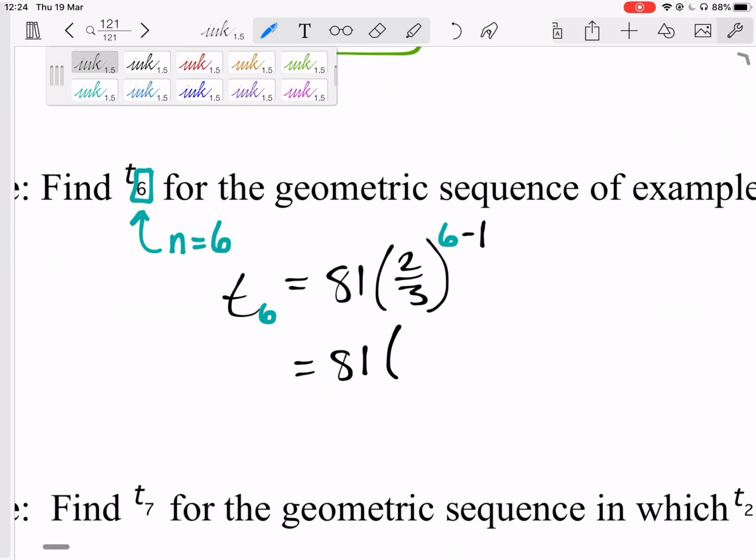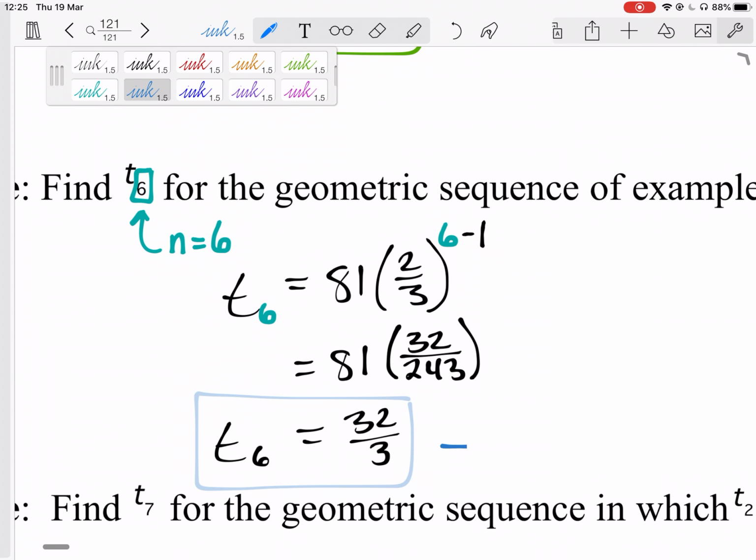So I have 81 times 32, which is 2 to the 5th power, over 243, which is 3 to the 5th power. Multiplying that with 81, so it's like 81 over 1, we end up reducing down to just 32 over 3. And then that's it, we're done. We found our sixth term.